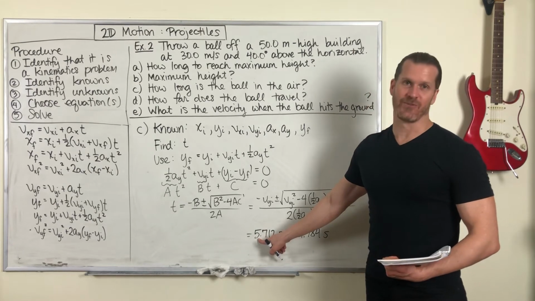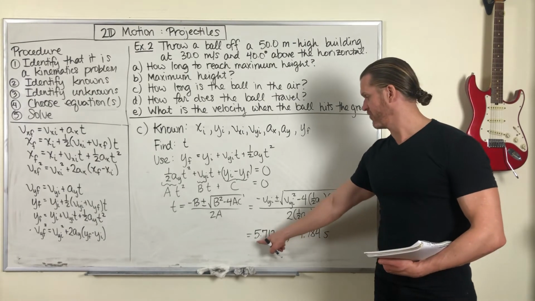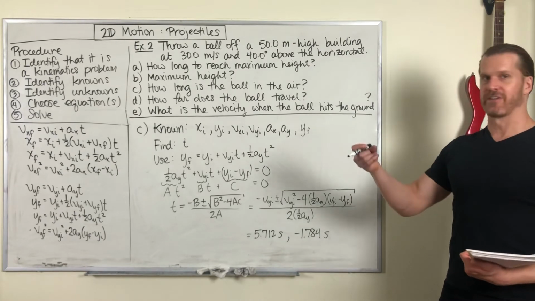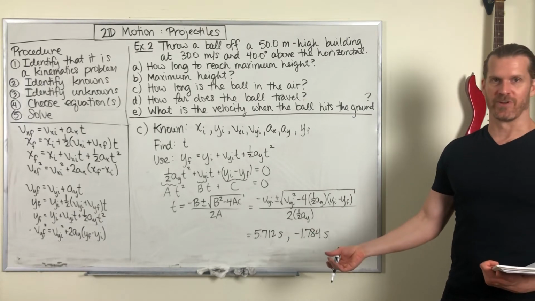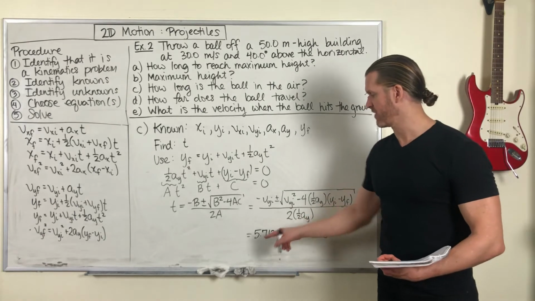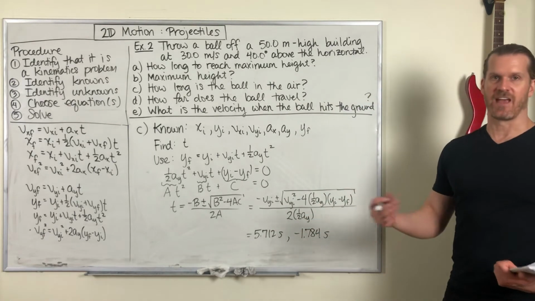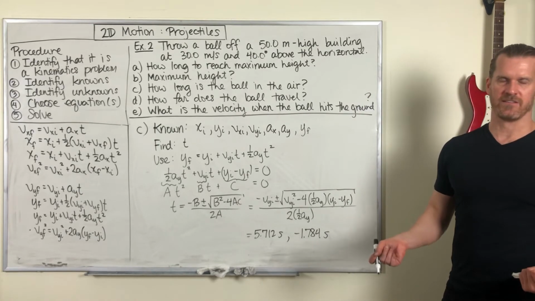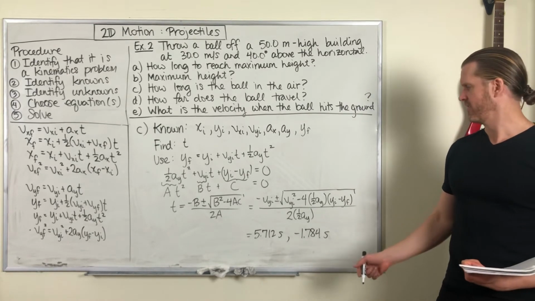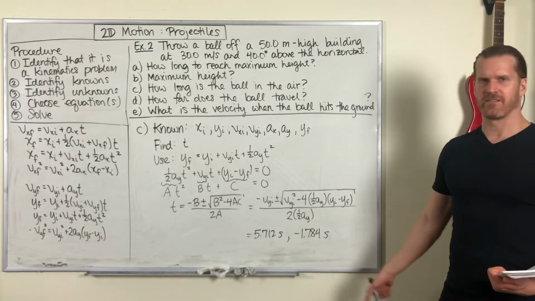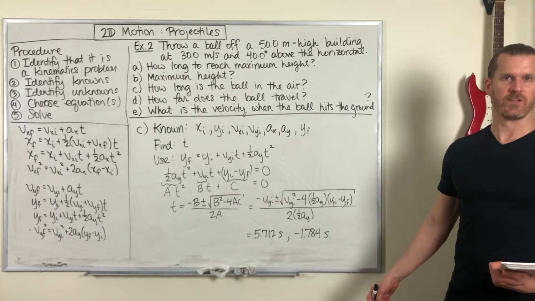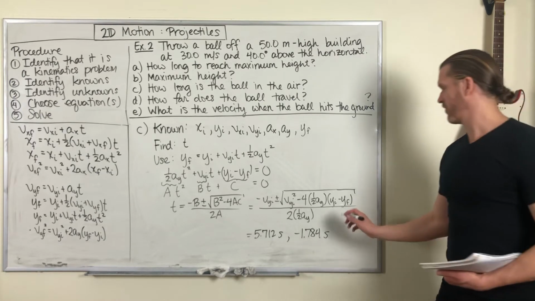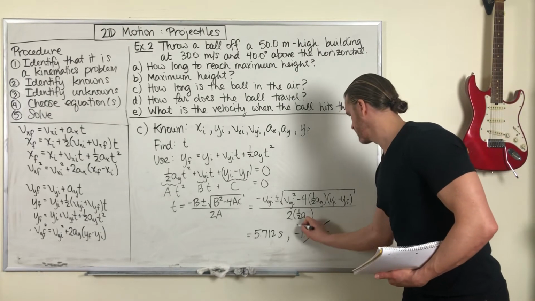The positive answer makes sense because when you have a positive time, that's saying the ball hits the ground after you threw it. It hits the ground 5.7 seconds after you throw it. The negative answer would be saying the ball hits the ground 1.78 seconds before you threw it. That doesn't make any physical sense. So we eliminate this answer.